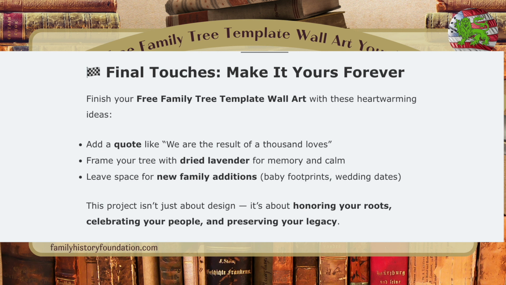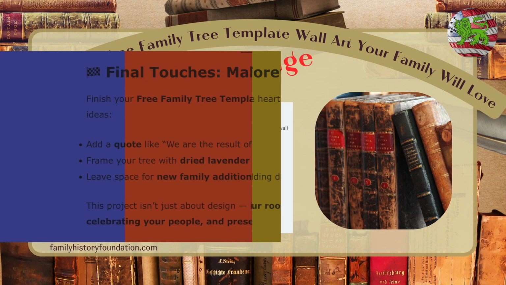Add a quote like, "We are the result of 1,000 loves," or 1,000 lives, for that matter, right? Add a quote on a picture or some collage or document, right? That kind of brings it to life. Frame your tree with dried lavender for memory and calm. Yeah, you can sort of add little dried lavender bits or things like that you want. Pressed sunflowers, right? Leave new space for new family additions, baby footprints, wedding dates, so on and so forth. So you can add as you go, and you can watch your design styles, tastes, modalities grow as you add more art.